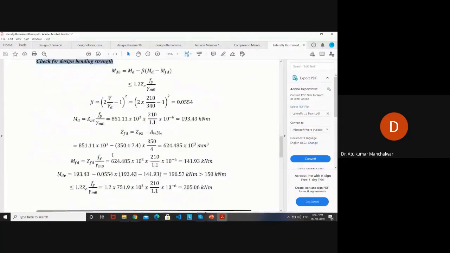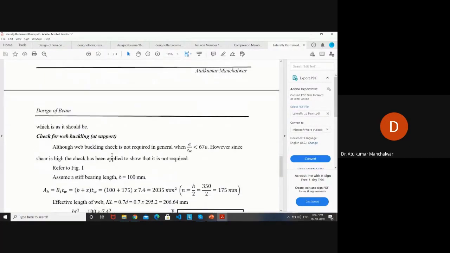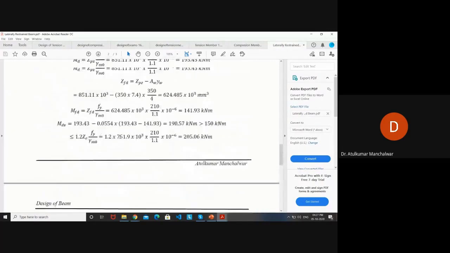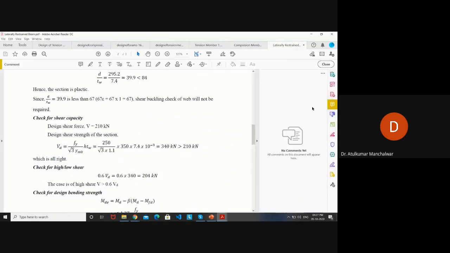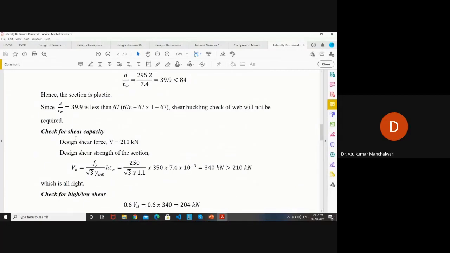Because in the beam, check for the web buckling at the support. Generally, how many types of failures will occur in the beam? The failure of beam will occur due to shear. For example, this is one beam which is simply supported. First case I will consider as simply supported, and I am applying the UDL here.